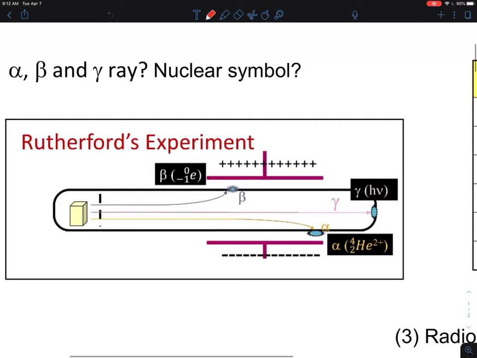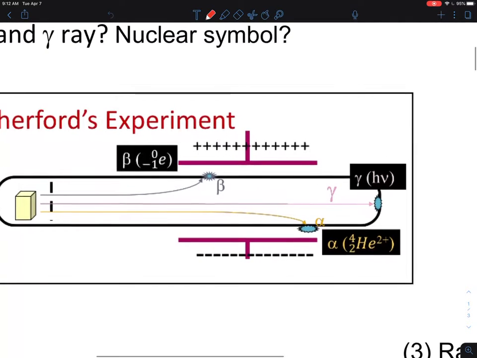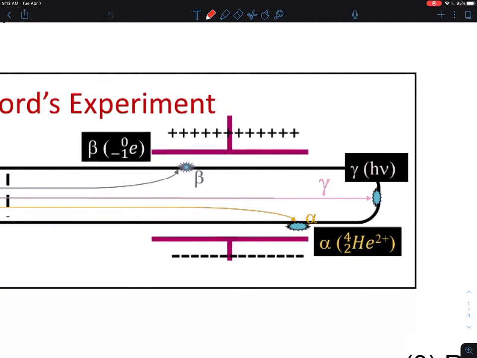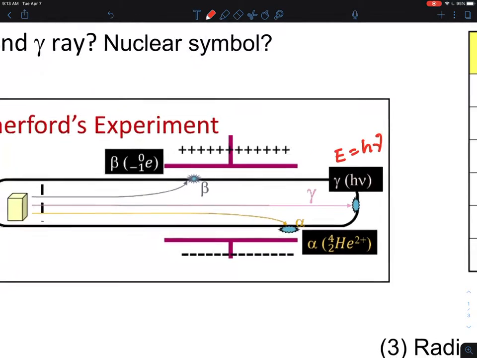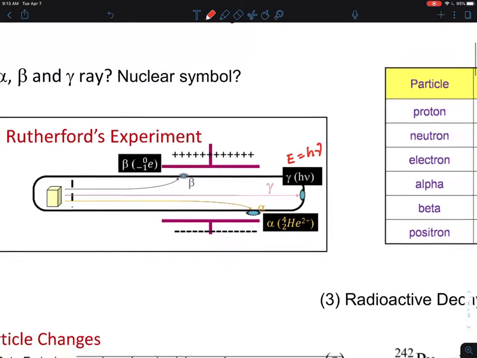And the beta, these days you could just call it an electron, but at that time they just called it beta. And then the third one is the gamma ray. You probably remember from the Chem 1 class, it is a part of the electromagnetic spectrum. So energy is h nu, right? It's a part of the light. And the gamma ray is a very dangerous high energy beam.